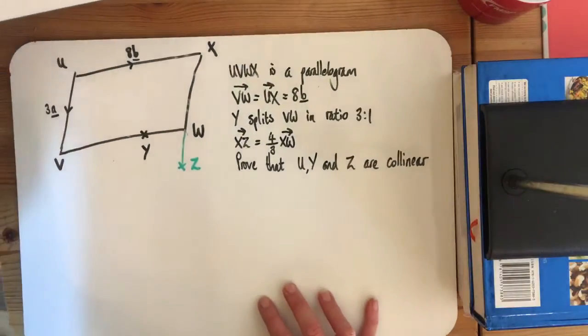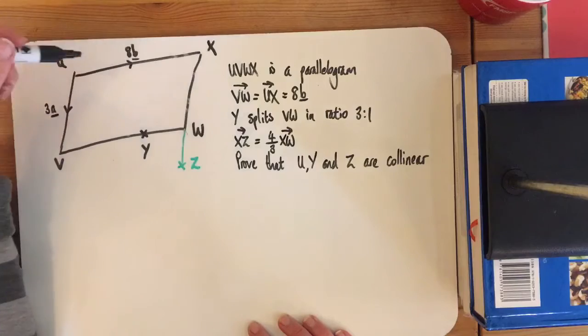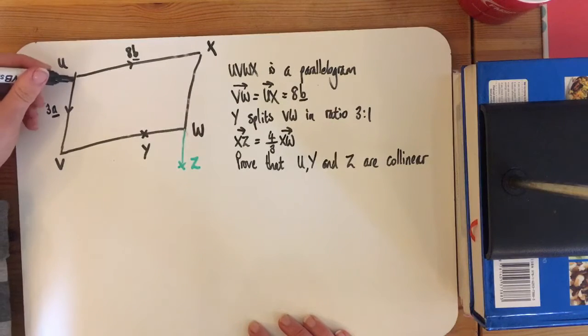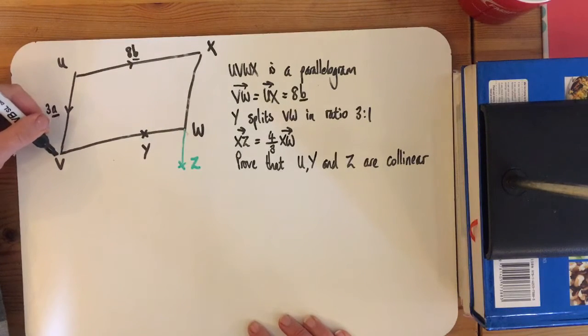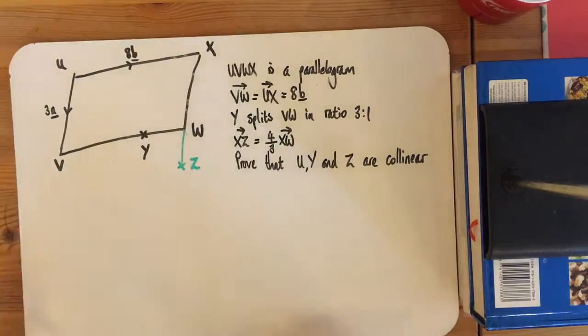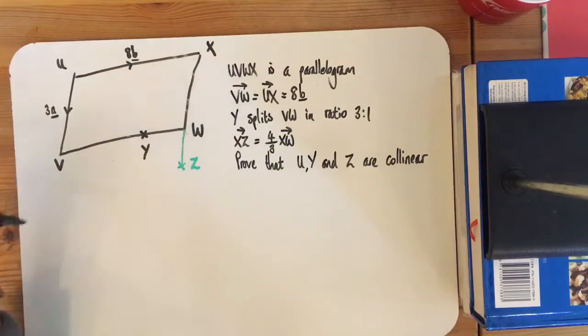Second example is here. So we've got parallelogram UVWX. This length here is 8b. This vector here is 3a, and then that would make XW 3a as well. And Y splits VW in the ratio of 3 to 1, and XZ is 4/3 of XW. So we want to prove that U, Y and Z are collinear.